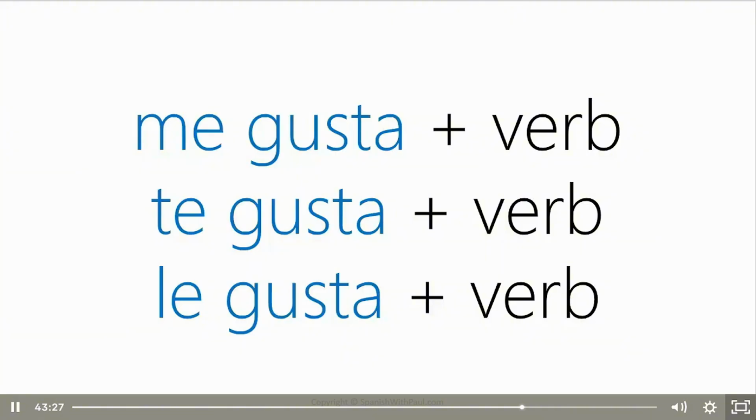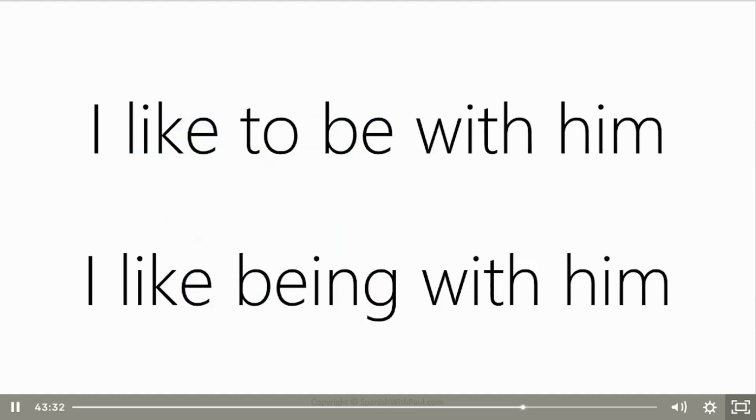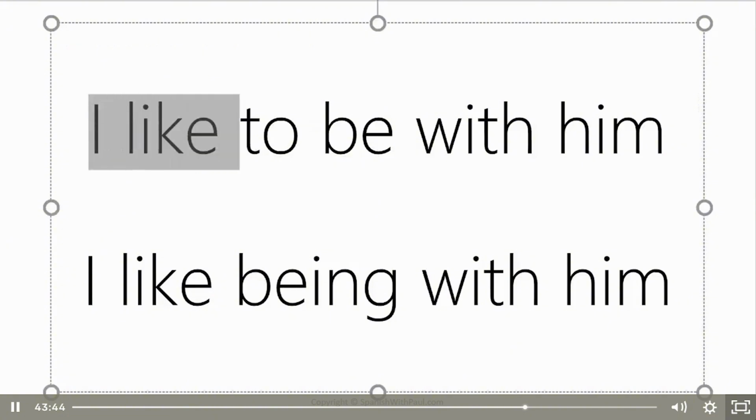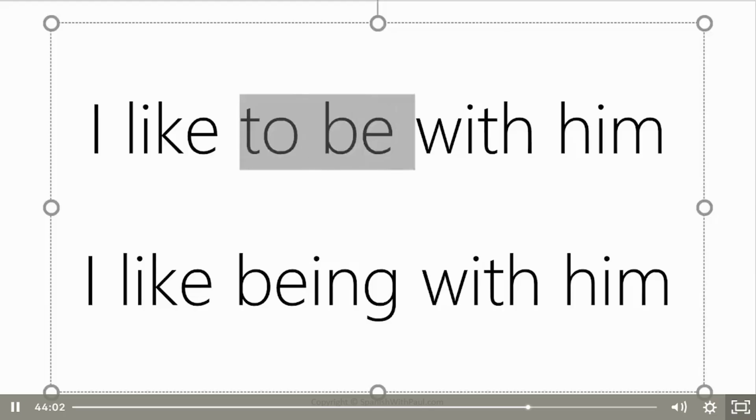Something else that is interesting about me gusta and so forth is that in English we can say, I like to be with him, or I like being with him. They both essentially mean the same thing. But Spanish will always go with this option here by using the full verb. Because remember, I like is functioning as a modal verb, so it'll always be followed by the full verb after it. The point I'm trying to make here is that whenever in English we have this phrase, I like being with him, I like talking with him, I like having dinner with him, and so forth, Spanish will always use this structure up here with the full verb.